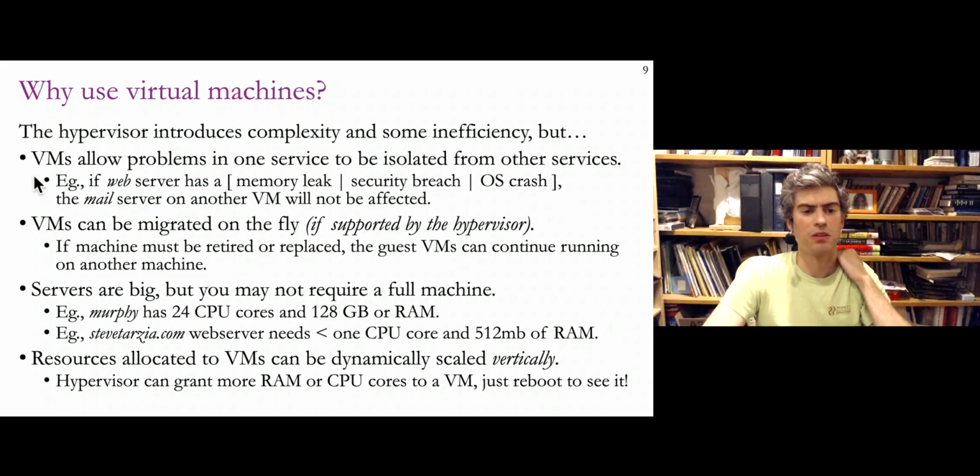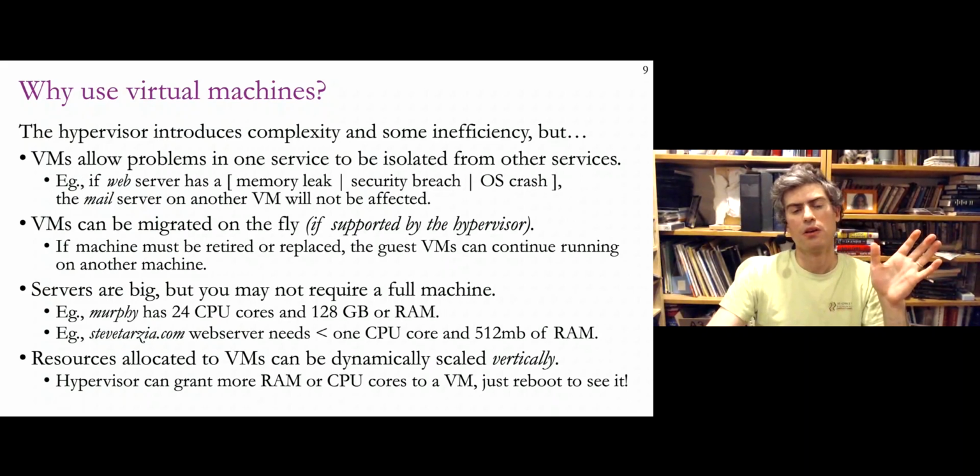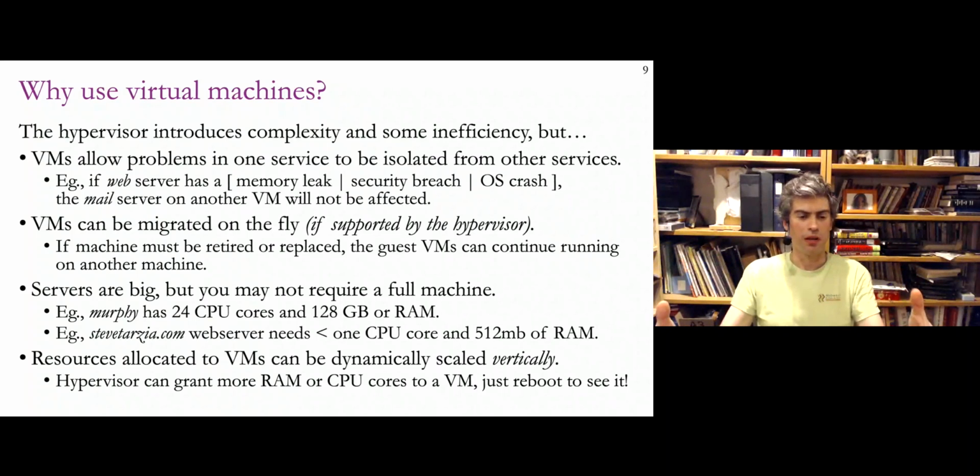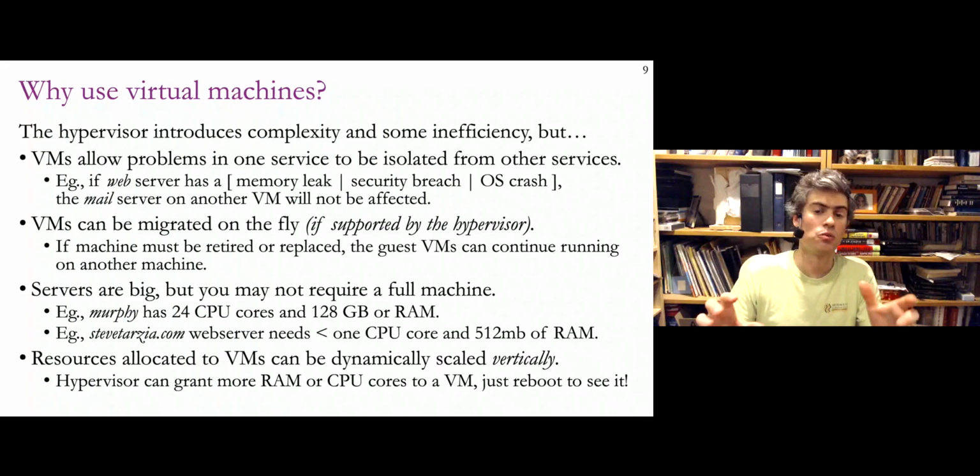Okay, let's start with isolation. That's the first bullet point I have here. So let's say you bought one machine, and you want to share that between many services. For example, you want to have a web server and you want to have a mail server. Two servers you want to run. Technically, you can run those on one operating system, so there's no real need to use virtual machines. You could have just one operating system.